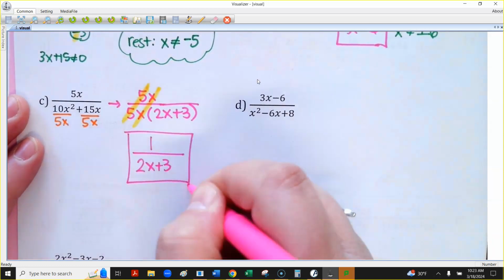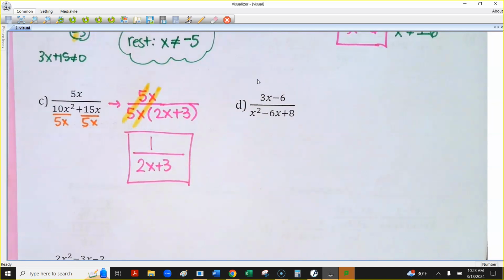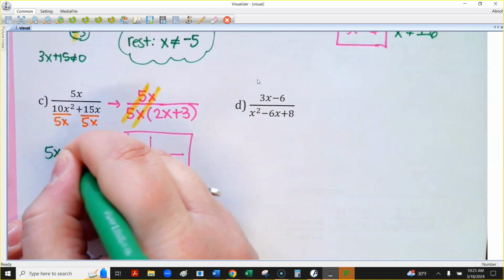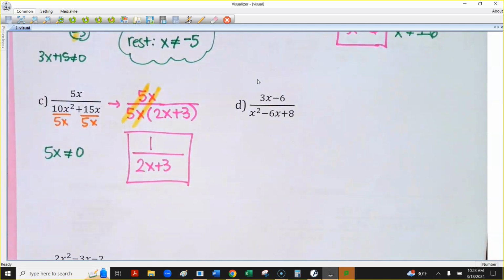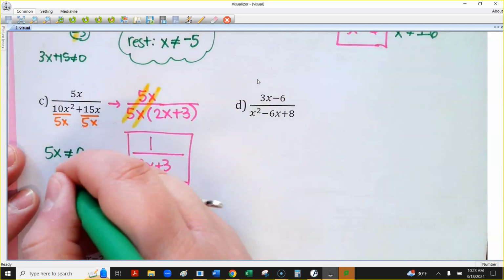Okay, now for my restrictions here. 5 times x can't be equal to 0, right? That was one of the little pieces that crossed out. What value would we plug in for x here? 0. So here, 0 is going to be your restriction.